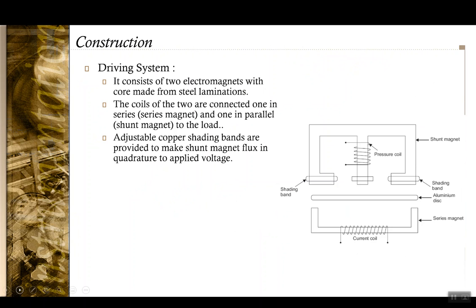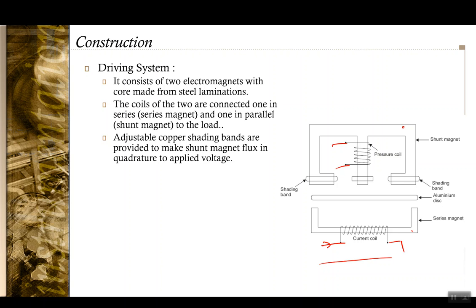Okay, now let's look at each of these systems in sequence. So first look at the driving system. As I said earlier, there are two electromagnets with the core made of steel laminations to reduce loss in the core itself. And these two coils are connected in a manner that you would have the current coil connected in series to create the series magnet, and the pressure coil is connected across the supply voltage, and that forms the shunt magnet.